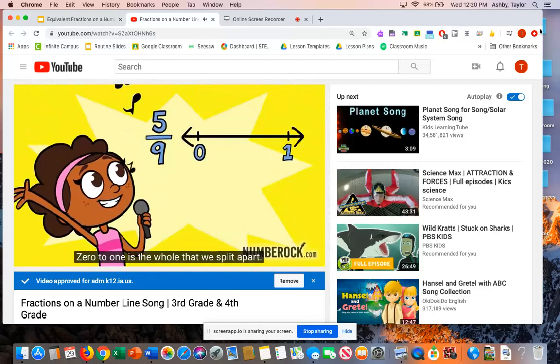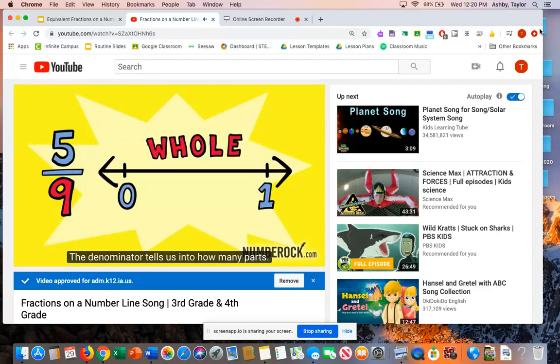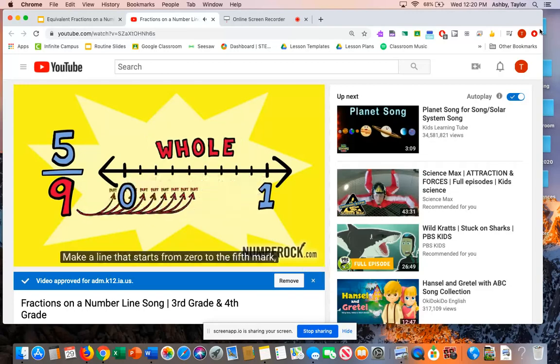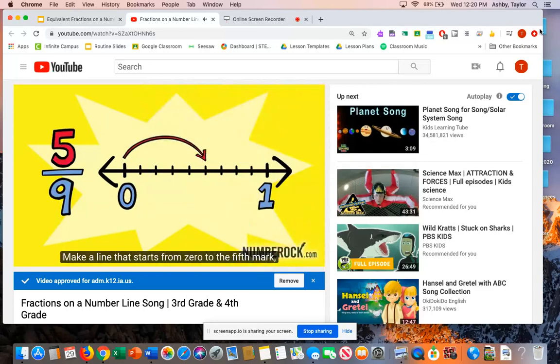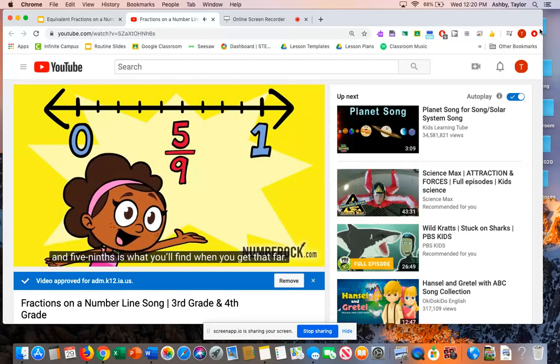0 to 1 is the whole that we split apart. The denominator tells us into how many parts. Make a line that starts from 0 to the 5th mark. And 5 nines is what you'll find when you get that far.